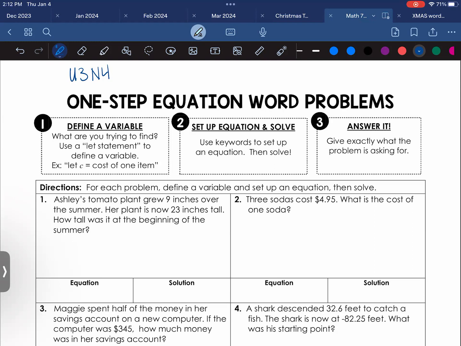So C kind of stands for cost. That's what they're calling a let statement. So let X stand for this. Let Y equal this. Step number 2, set up your equation and solve. So use your keywords. If you have your old notes from this, use those also. So sum is adding. Product is multiplication. Decrease by is subtraction. Use your keywords to figure out how to set up your problem. And then number 3, do exactly what we've been doing. Get the variable by itself.